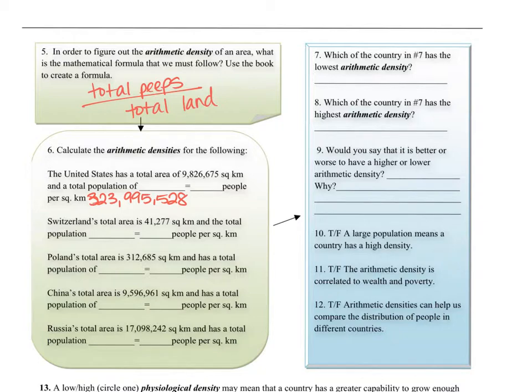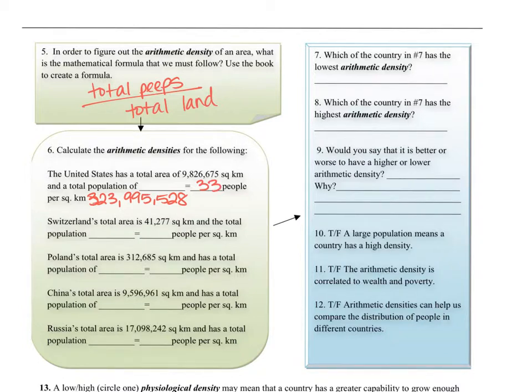Okay, and then we divide it by what? Total land. So then divide by 9,826,675. What's the number? 32.97. Yeah, I'm just going to put 33. Okay, so that's 33 people per square mile.